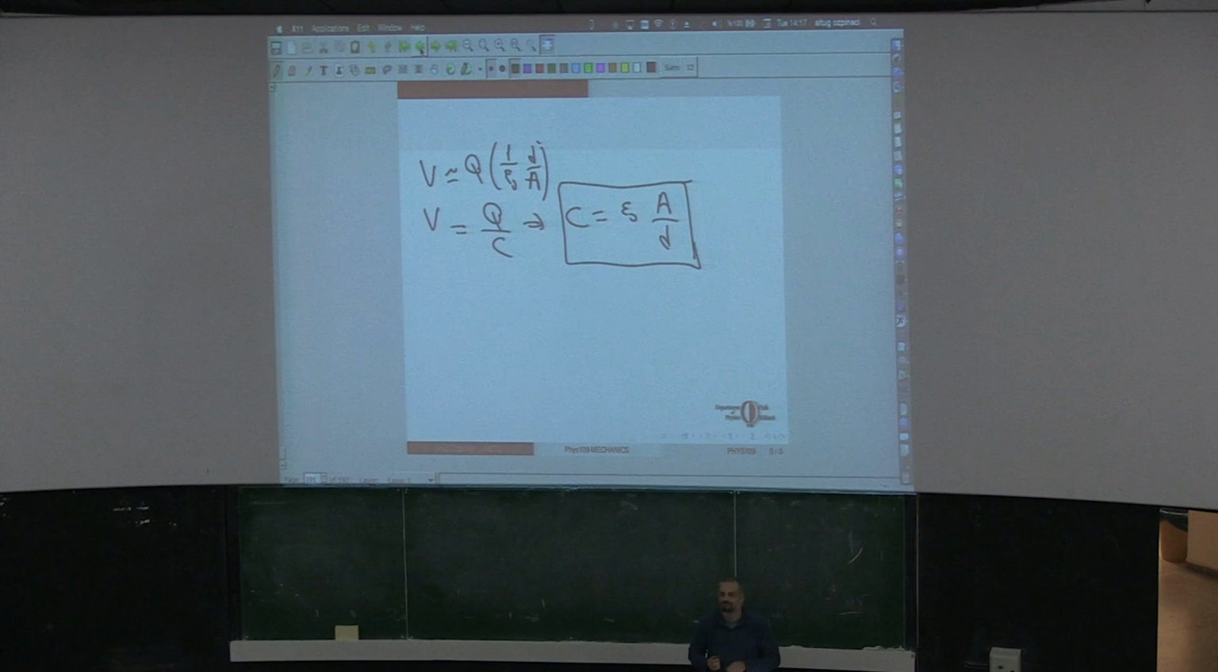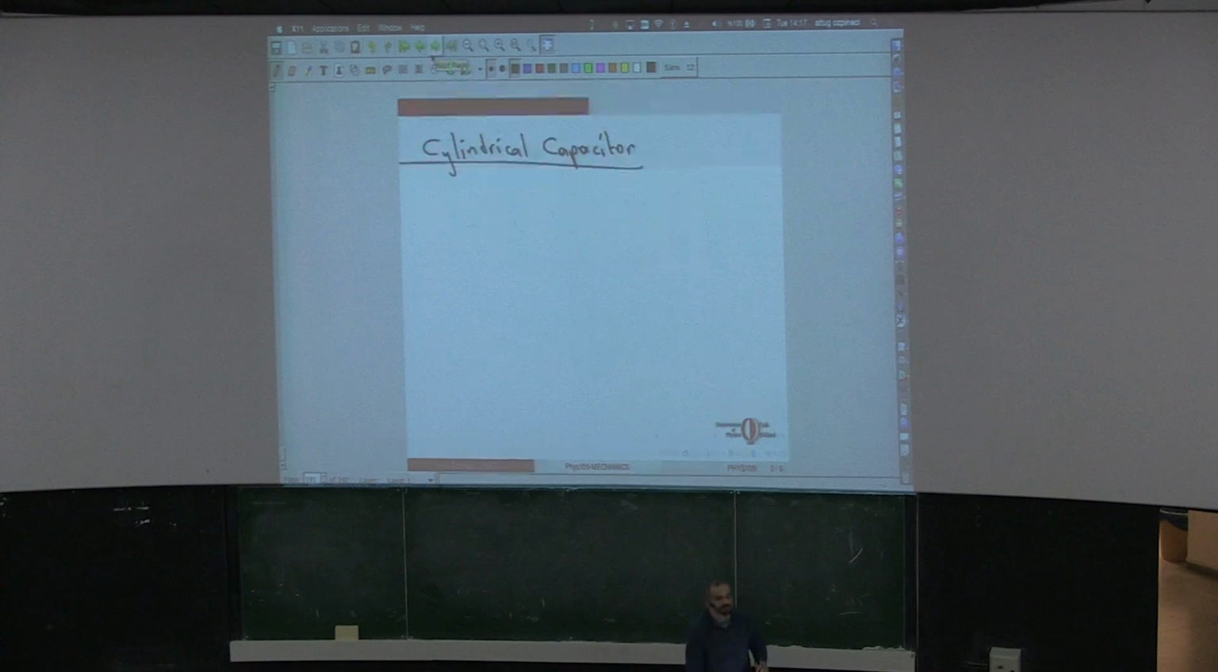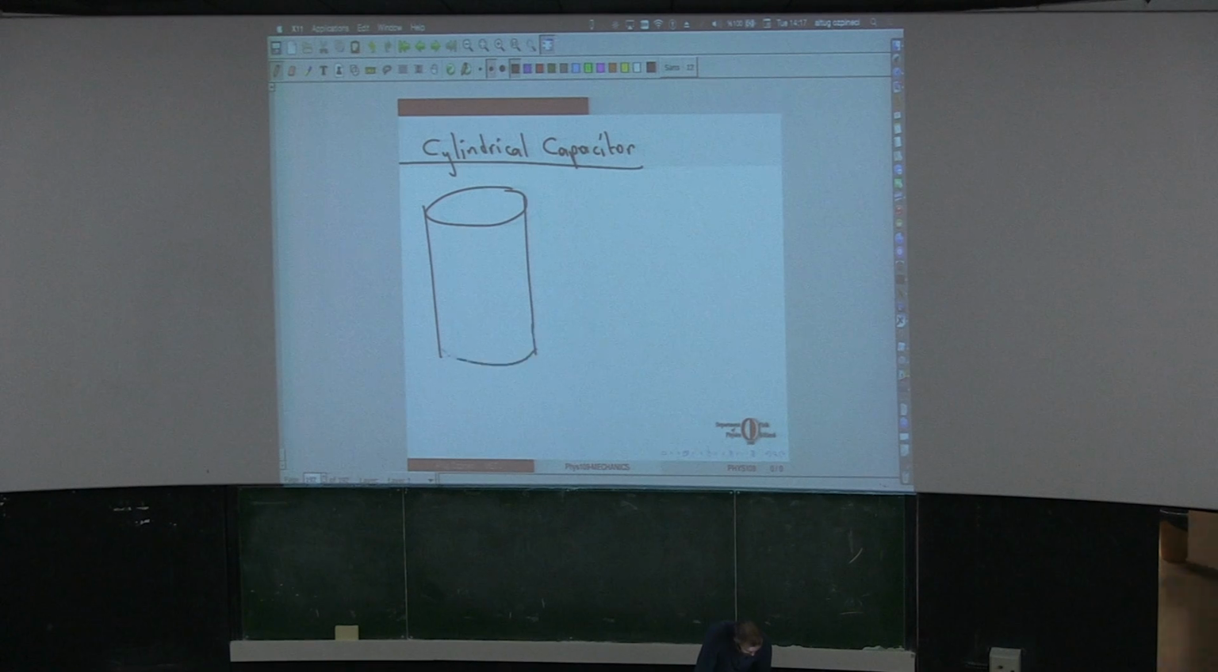Other questions? Okay, so the cylindrical capacitor is basically we have two cylinders, two conductors of cylindrical shape, one inside the other one. So let's say the inner one has radius A, the other one has radius B.